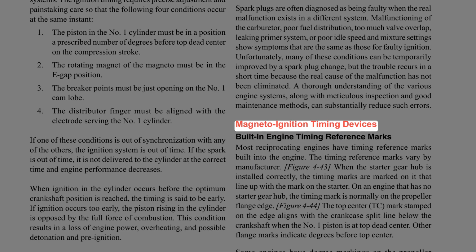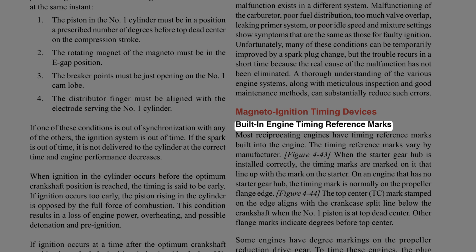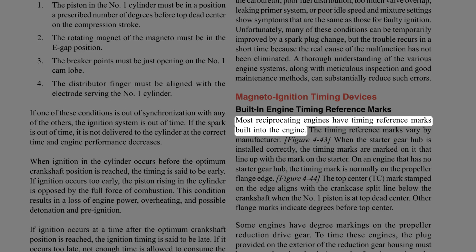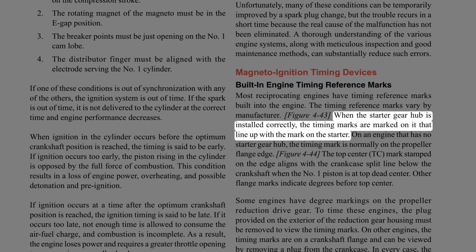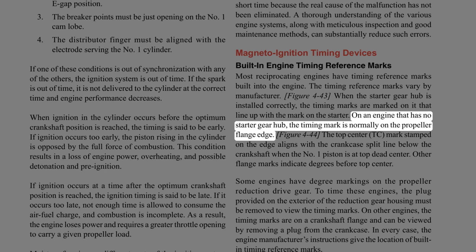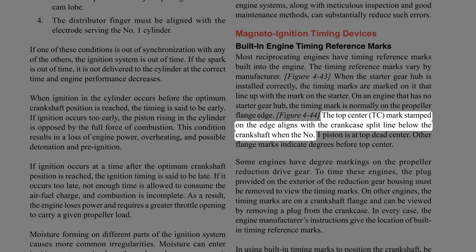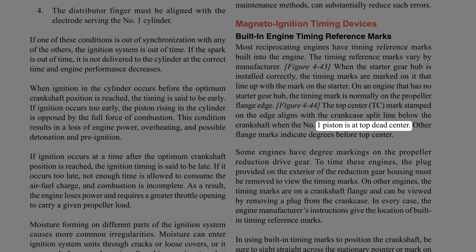Magneto ignition timing devices: built-in engine timing reference marks. Most reciprocating engines have timing reference marks built into the engine. The timing reference marks vary by manufacturer. When the starter gear hub is installed correctly, the timing marks on it line up with the mark on the starter. On an engine that has no starter gear hub, the timing mark is normally on the propeller flange edge. The top center, TC, mark stamped on the edge aligns with the crankcase split line below the crankshaft when the number 1 piston is at top dead center.